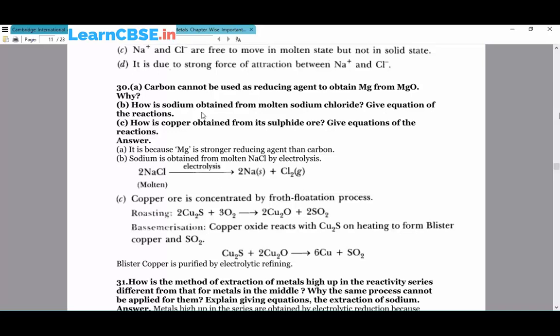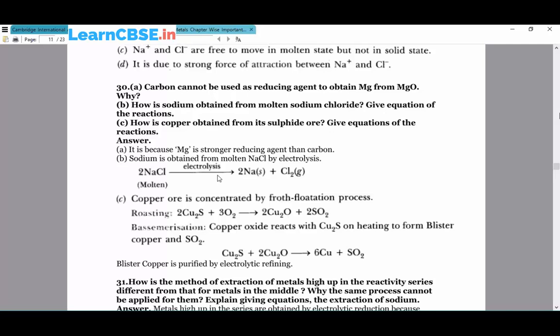Carbon cannot be used as the reducing agent to obtain magnesium from magnesium oxide. Why? It is because magnesium is a stronger reducing agent than carbon. How is sodium obtained from molten sodium chloride? Give the equation of the following reactions. Sodium is obtained from molten NaCl by electrolysis.